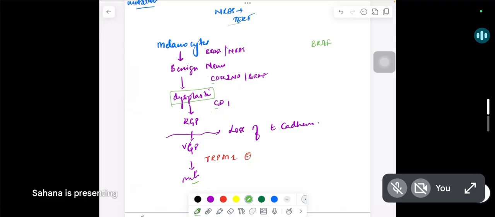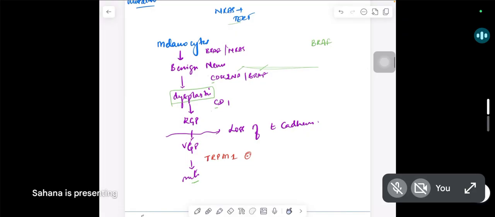When it is dysplastic, on either side, something that starts with D you can add: CDKN2A along with BRAF, then dysplastic on the side CDH1, and between the two growth patterns, loss of E-cadherin. Because there will be loss of adhesion, there will be transformation from radial to vertical growth. Then from this locally, it becomes metastatic with TRPM1 driver mutation.